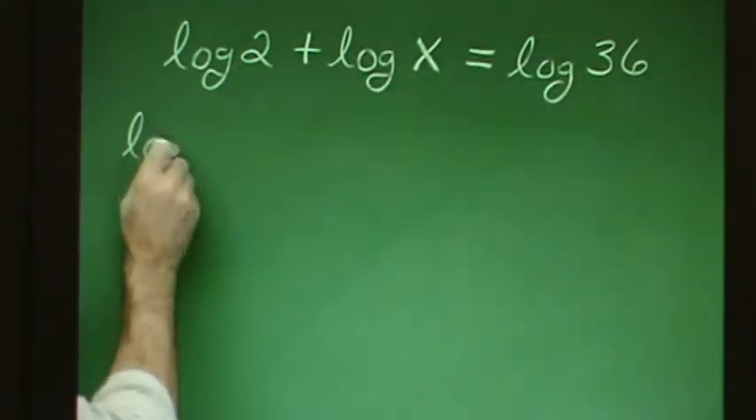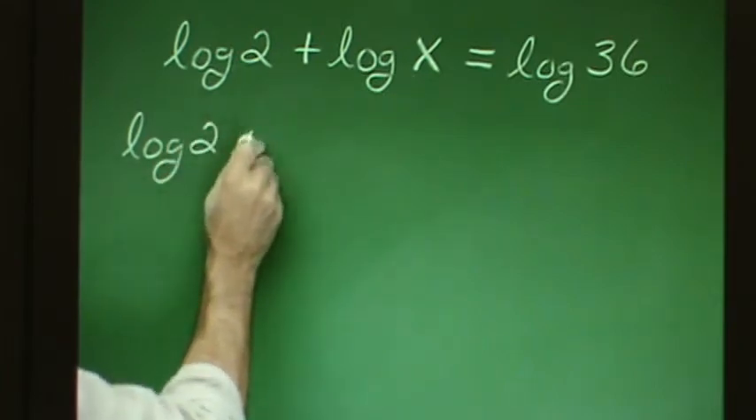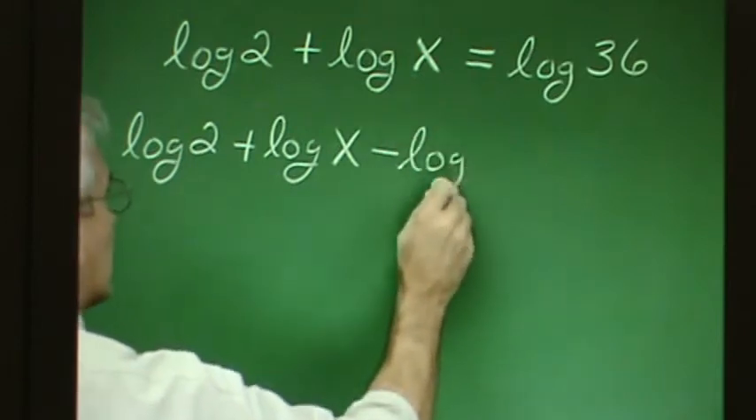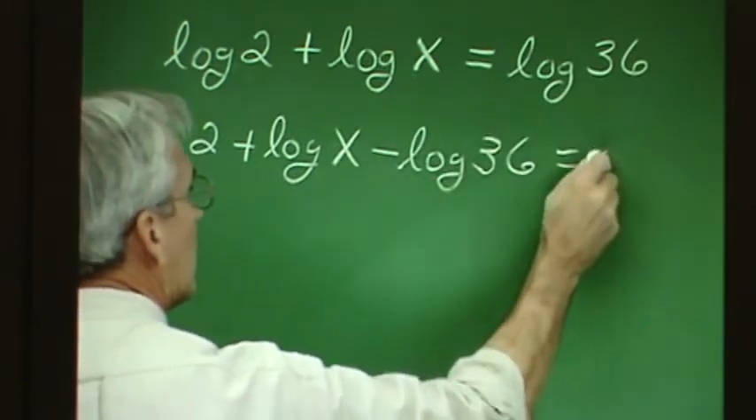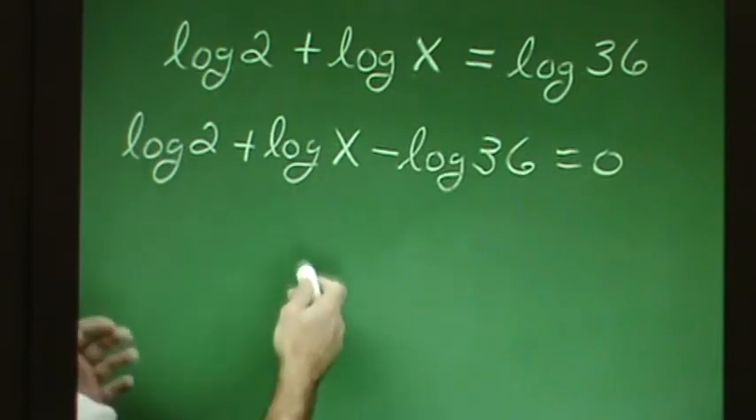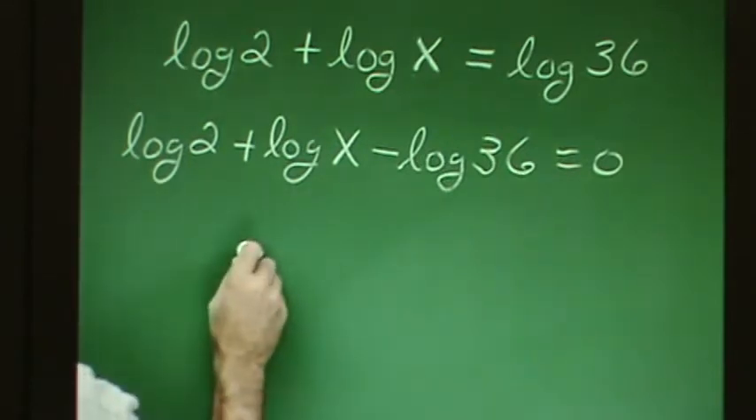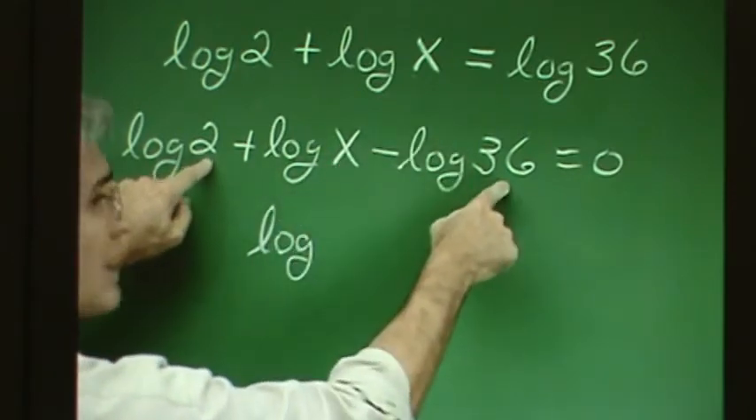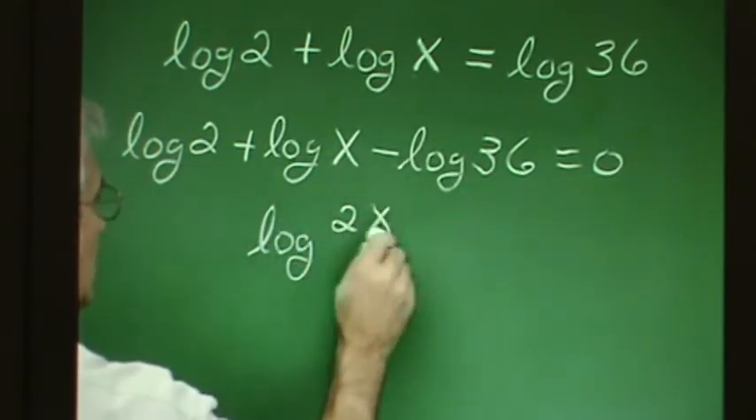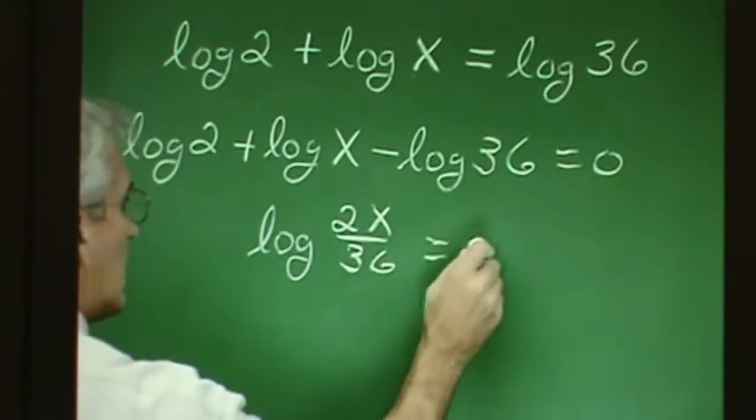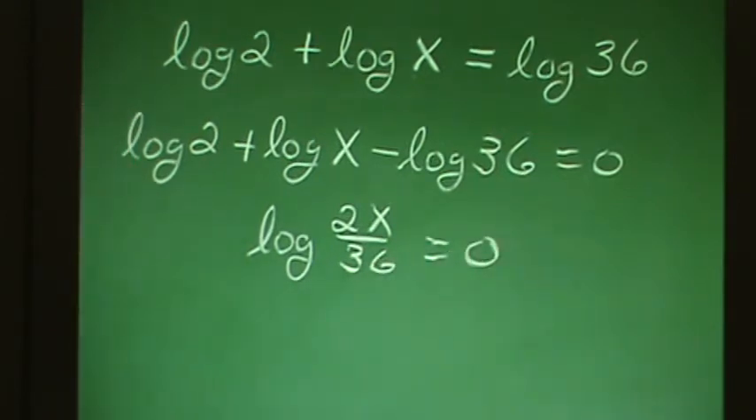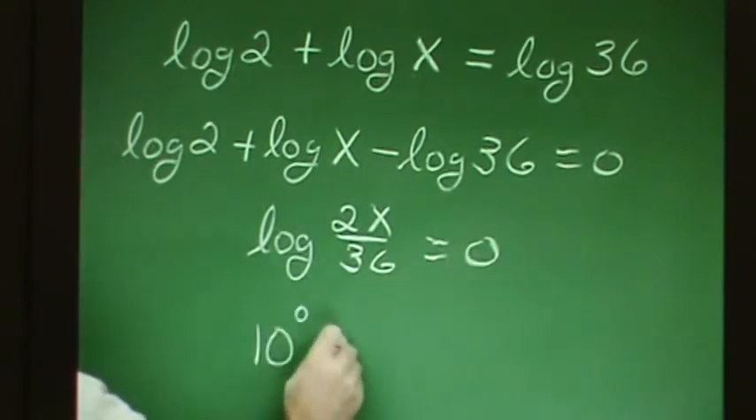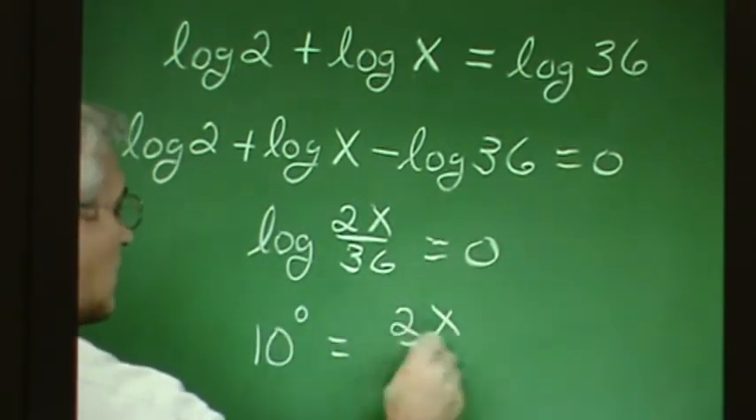Let's see what happens. We have log 2 plus log x minus log 36 equals 0. Now we can bring these together as the logarithm of a single quantity. So it's the logarithm of 2 times x divided by 36, equals 0. And now we can go into the exponential form. Base exponent, so we have 10 to the 0 equals the fraction 2x over 36.